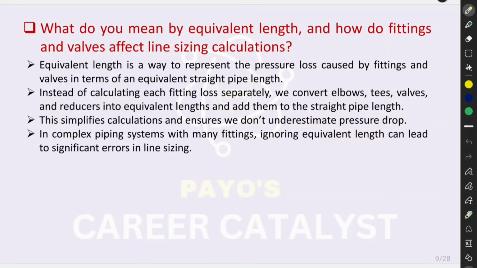Instead of calculating each fitting loss separately, we convert elbows, tees, valves, and reducers into equivalent lengths and add them to straight pipe length. This simplifies calculations and ensures we don't underestimate pressure drop. In complex piping systems with many fittings, ignoring equivalent length can lead to significant errors in line sizing.